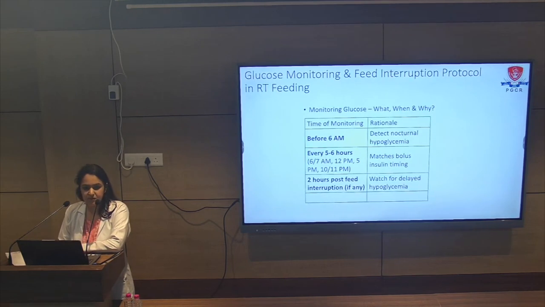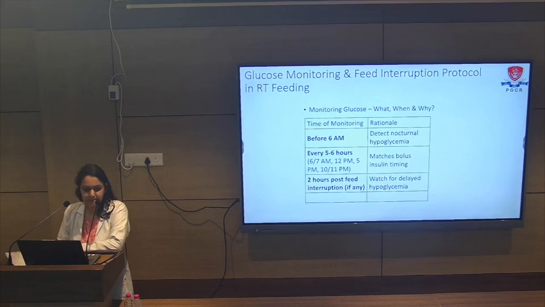It is like 6 or 7 o'clock, then 12 o'clock, 5 o'clock, 10 o'clock, that's it. Generally the last meal in our hospital goes around 10 o'clock, so after that we do not give any bolus, and in fact the last bolus we try to give on the lower side to avoid nocturnal hypoglycemia. So it's basically time based rather than pre-meal and post-meal. Thank you.